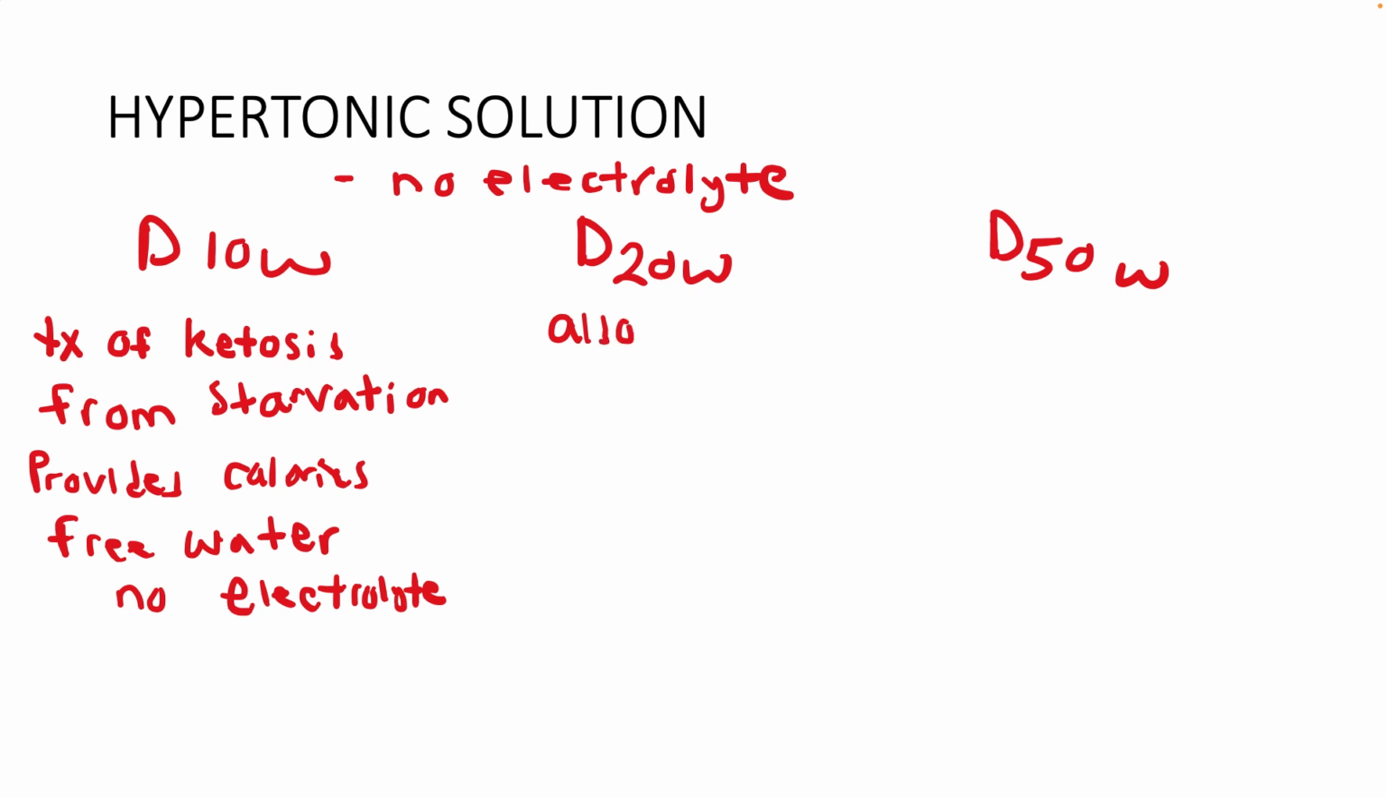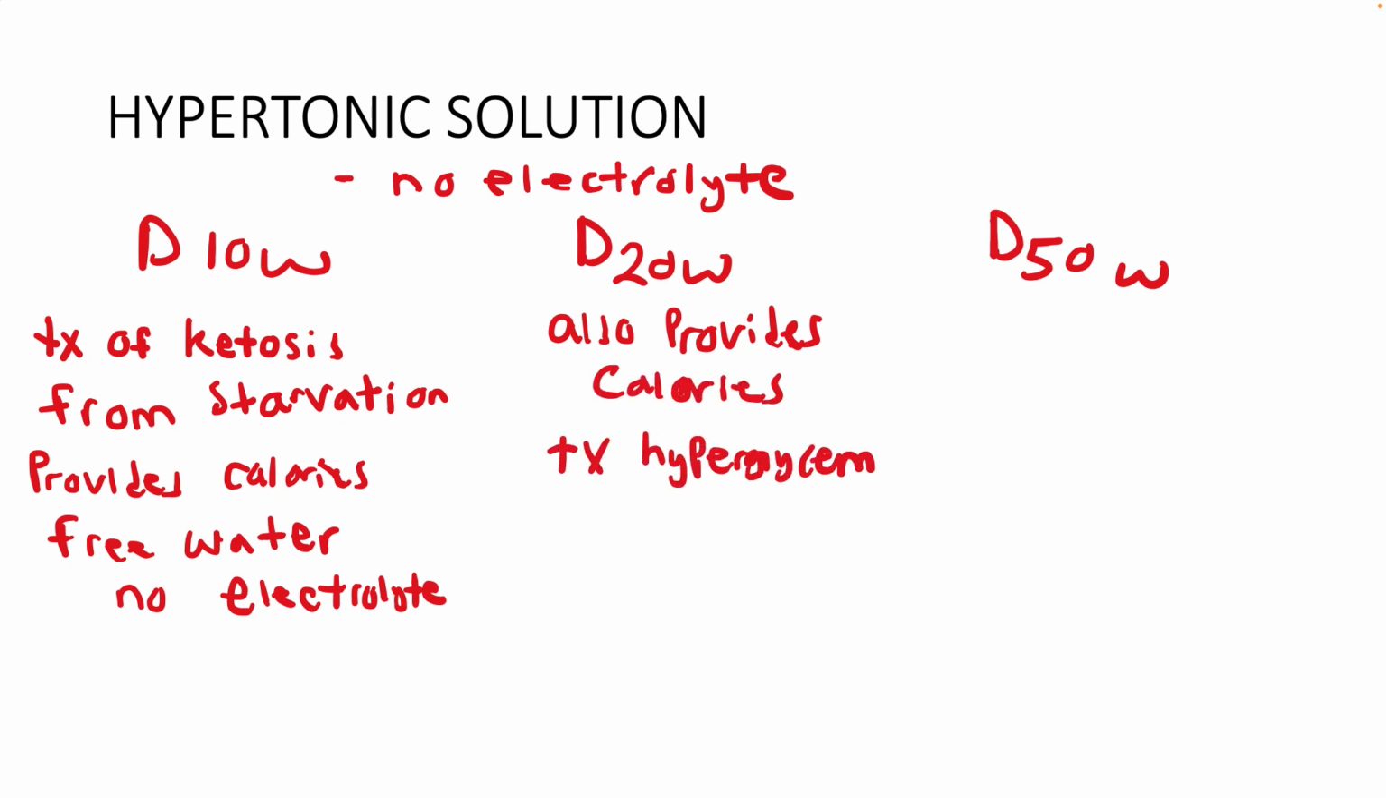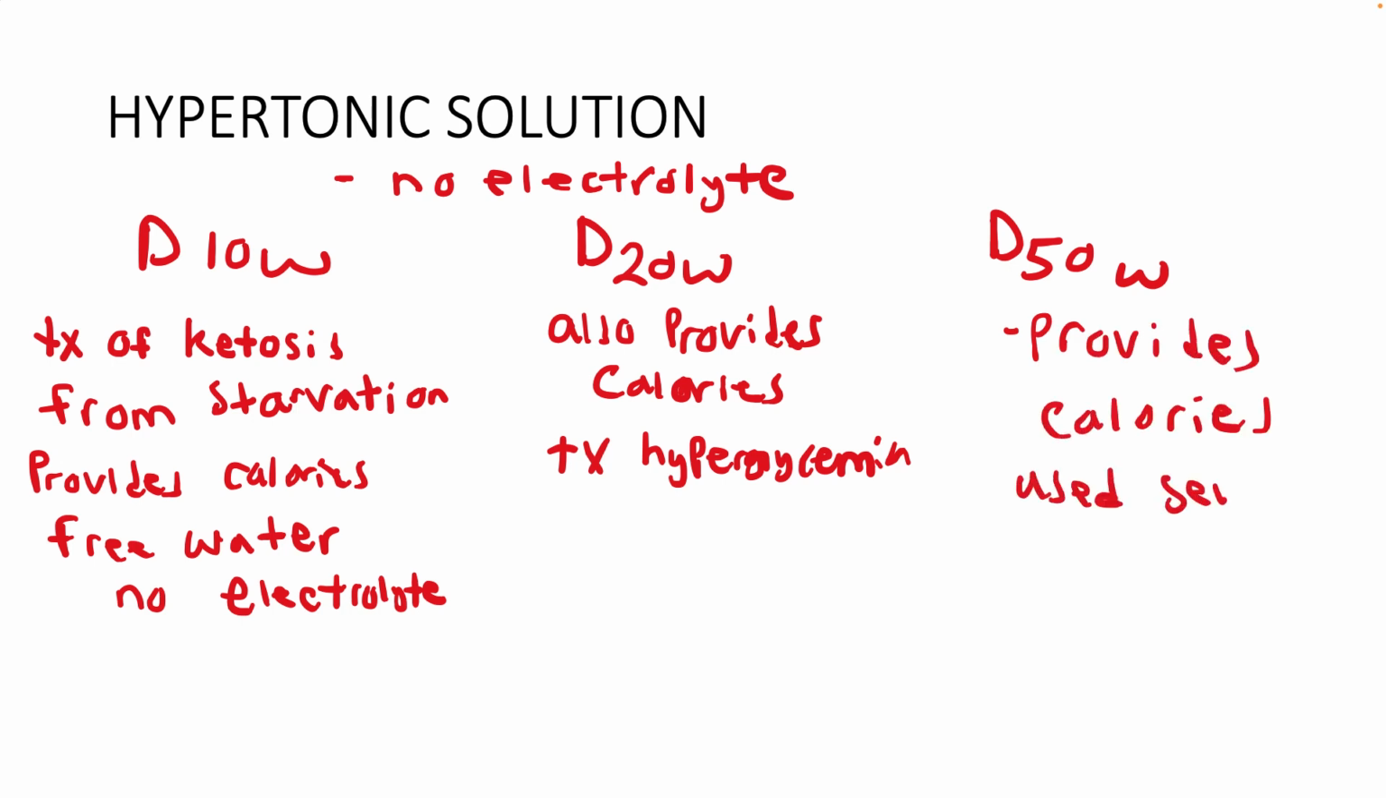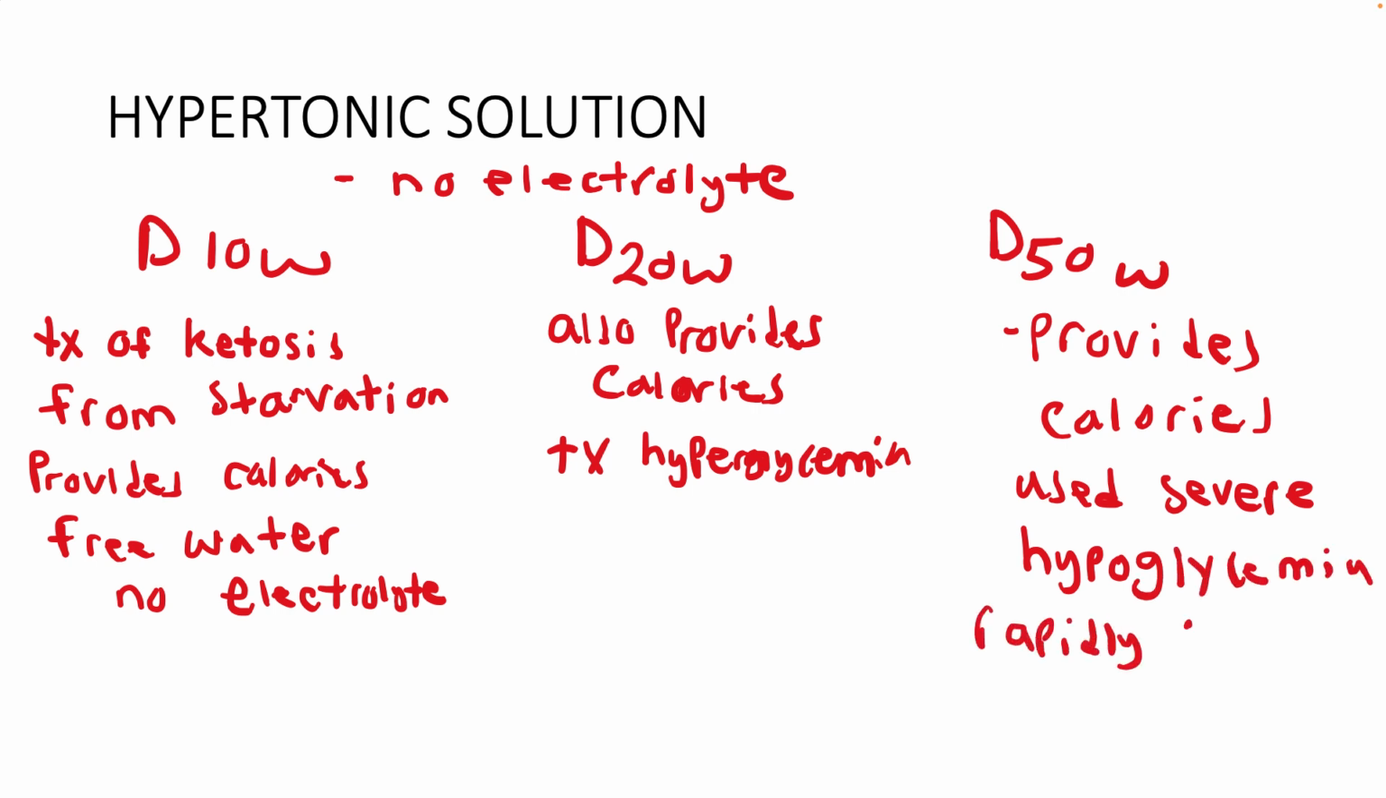So D20 is basically the same thing as D10. It's just that it has a higher glucose level. It also provides calories, treatment for hyperglycemia. And D50 also provides calories, but it's used for severe hypoglycemia. So this is given rapidly in IV bolus, and usually given through the central line.